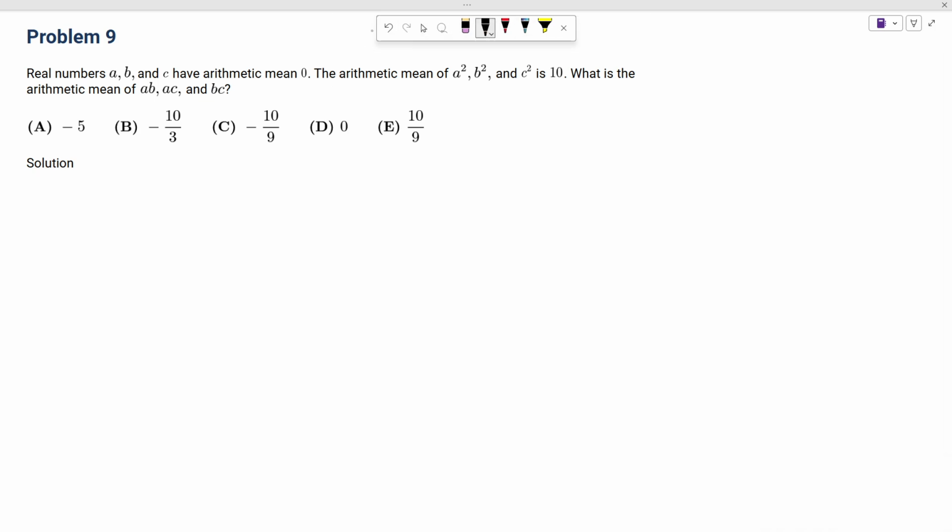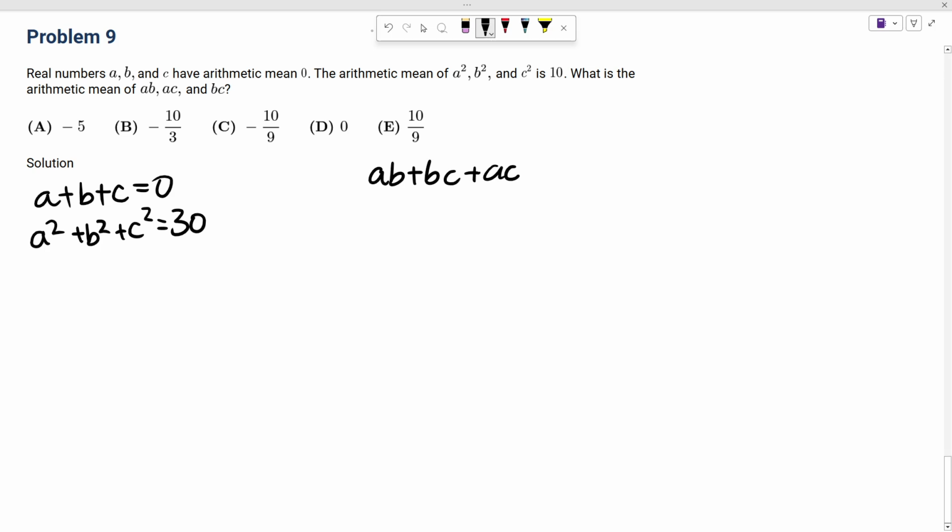Real numbers a, b, and c have arithmetic mean 0. So that just means that a plus b plus c equals 0. The arithmetic mean of a squared, b squared, and c squared is 10. So what that means is that a squared plus b squared plus c squared has to equal 30, because we divide by 3 to get to 10. What is the arithmetic mean of ab, ac, and bc?